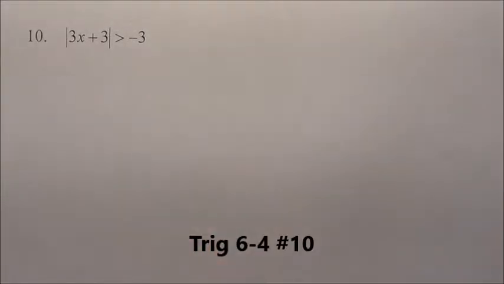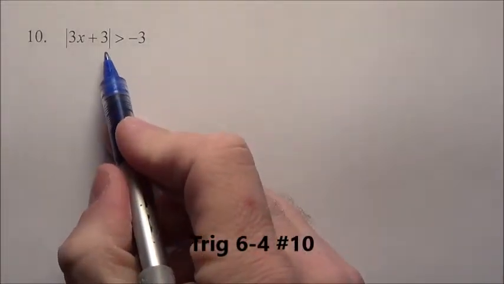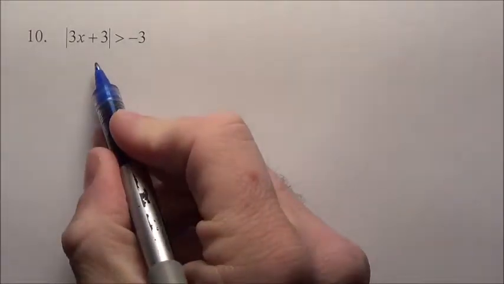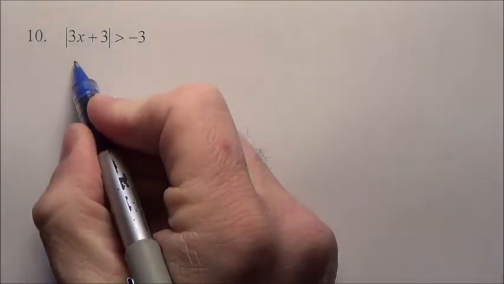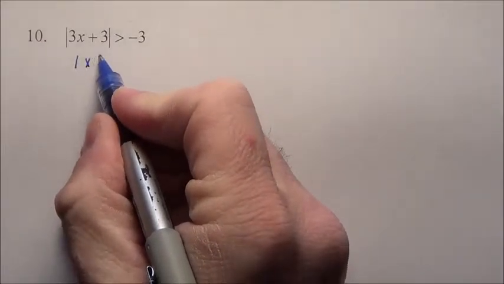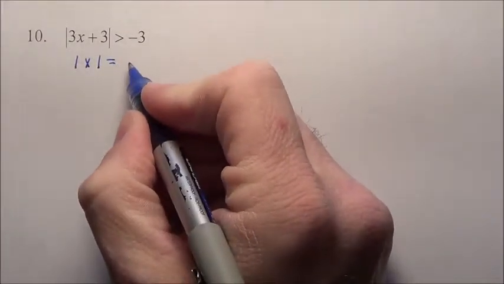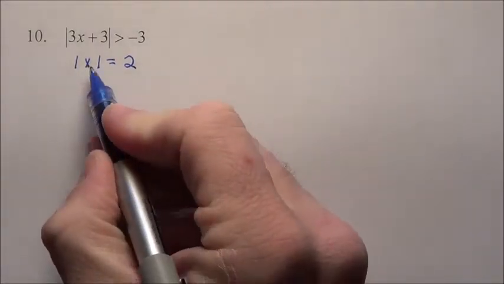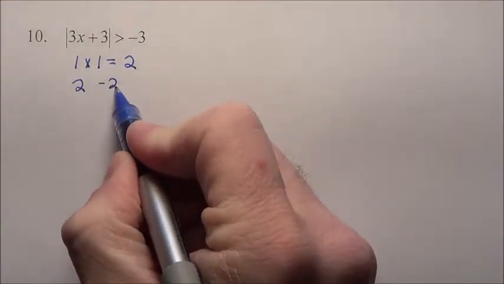All right, problem number 10. It says the absolute value of 3x plus 3 is greater than negative 3. Well, let's think about this for a minute. When I have an absolute value, I'm saying, the absolute value of x. If it equaled, let's say, 2, I know there's going to be the positive 2 and there's going to be the negative 2.